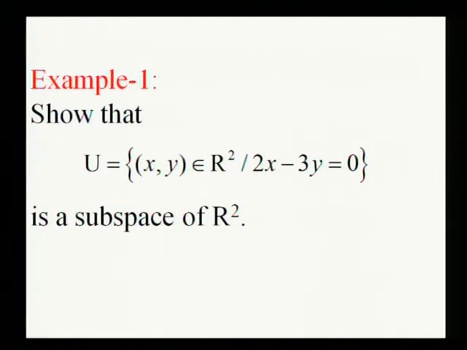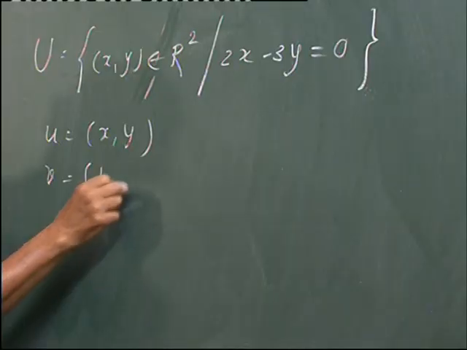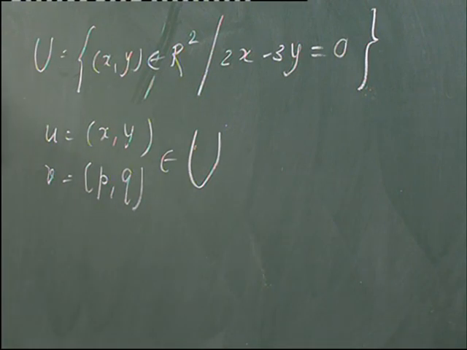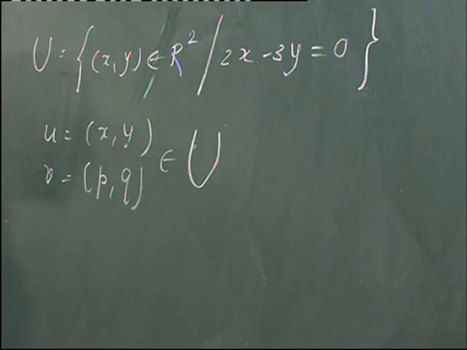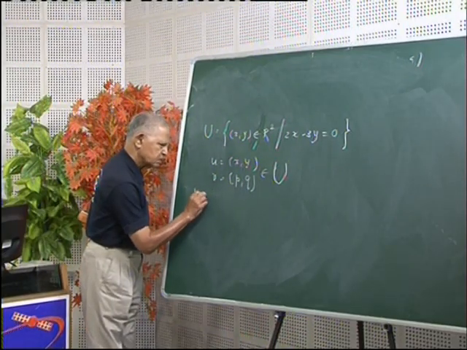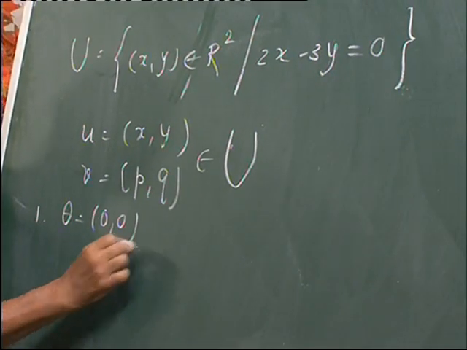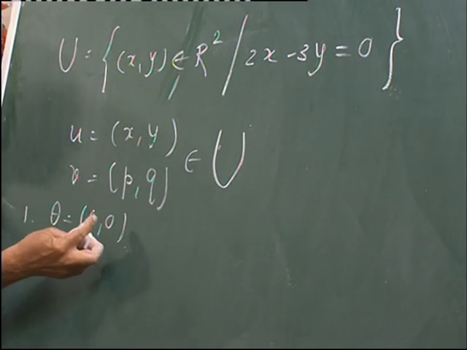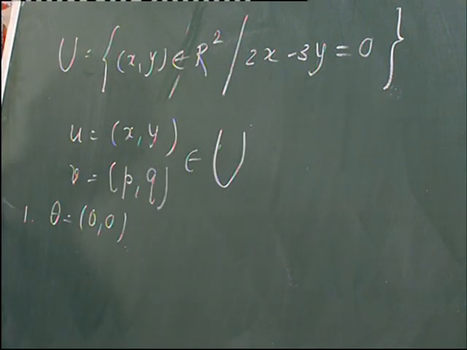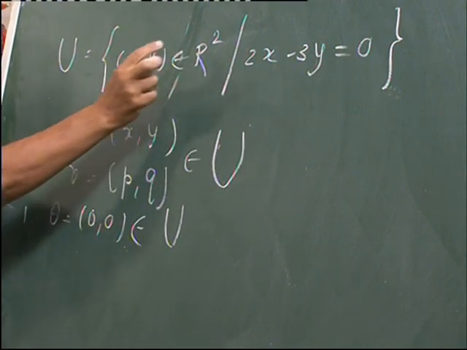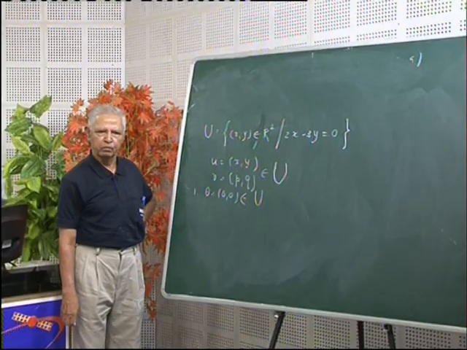u is equal to (x, y), v is equal to (p, q). Now, first let us see one thing: if I call theta equal to (0, 0), then taking x equal to 0, y equal to 0, this equation is satisfied, and so it belongs to U. That means U is a non-empty subset of R2.